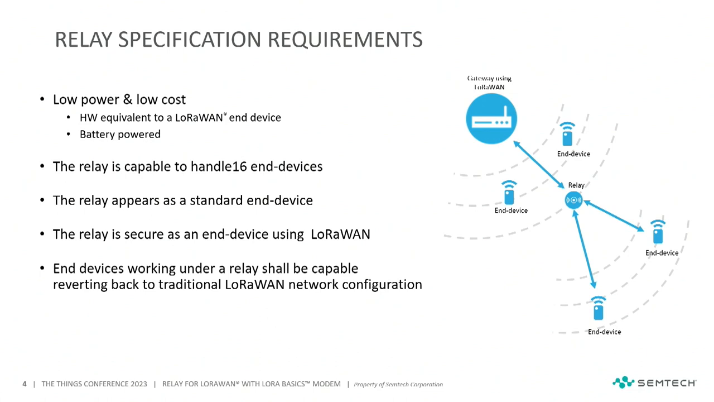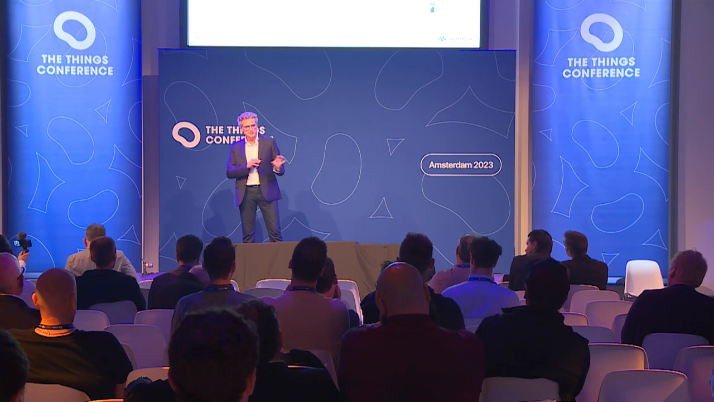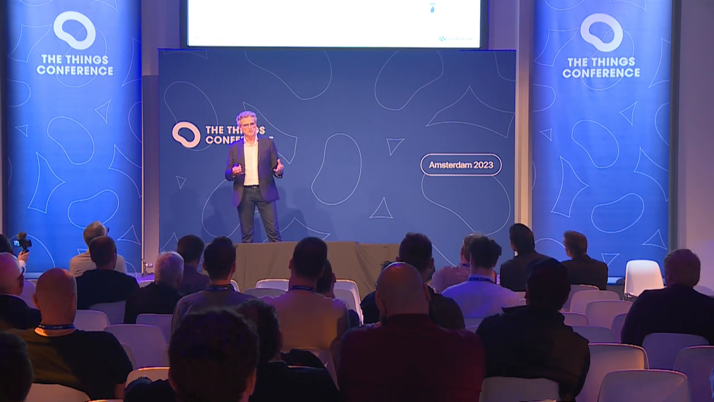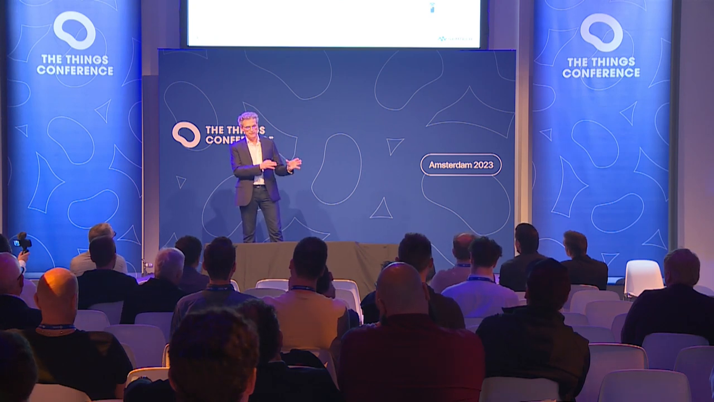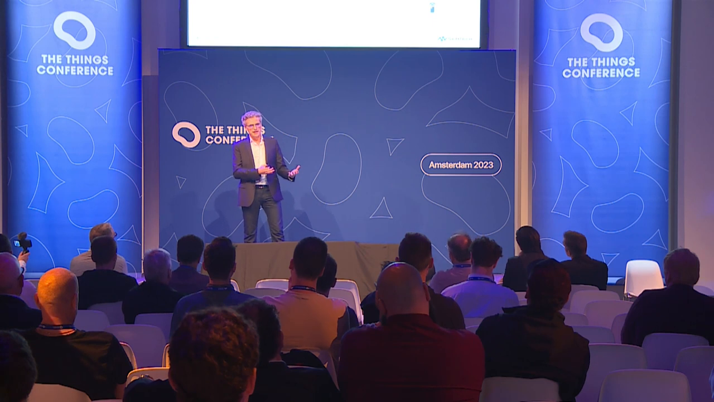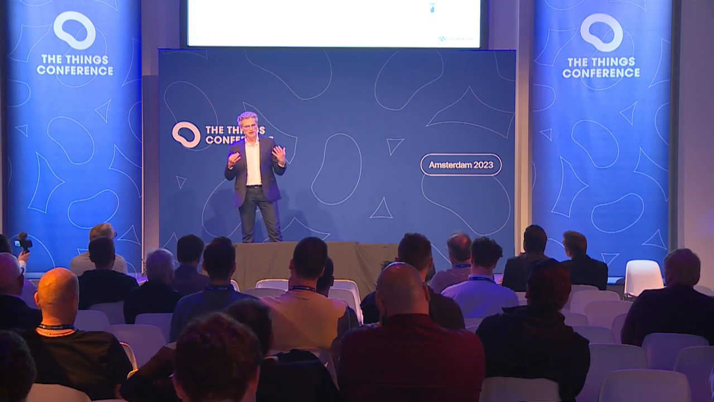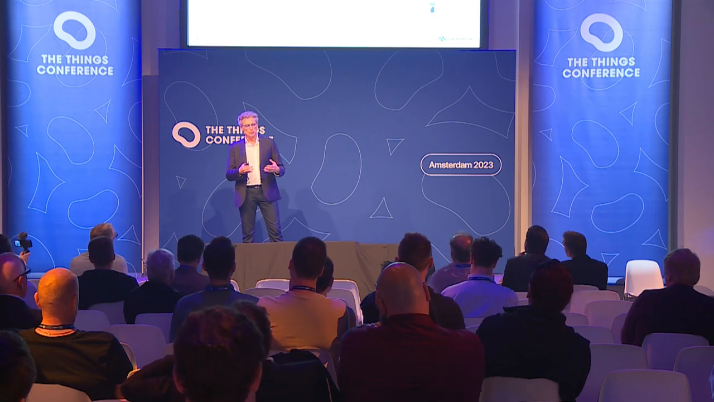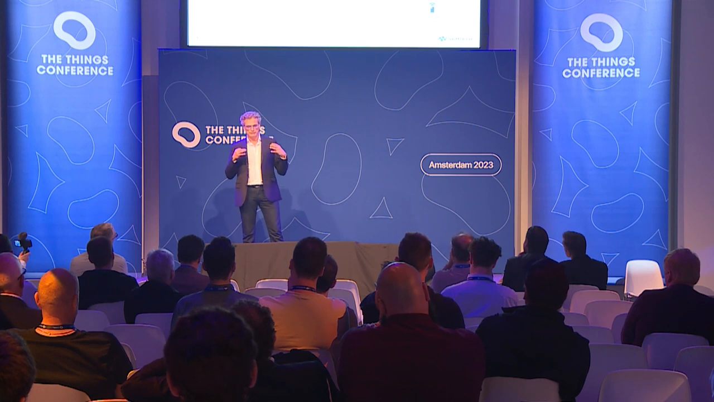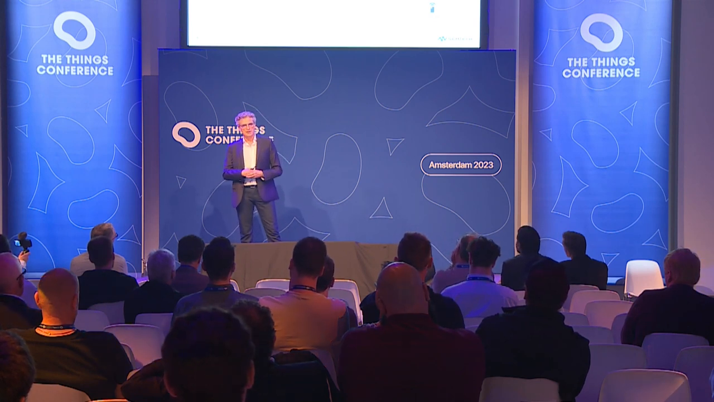For low cost, we essentially mean that the hardware BOM that you need to build a relay is equivalent to the BOM required for a standard Class A LoRaWAN sensor. There are small differences, we will see later what, but basically, it's fair to say that we have been capable of achieving this first target. Low power translates into the possibility to have a relay which is battery powered. So the overall power consumption of the device, with some fair, reasonable, and realistic assumptions, can work for several years with a battery.